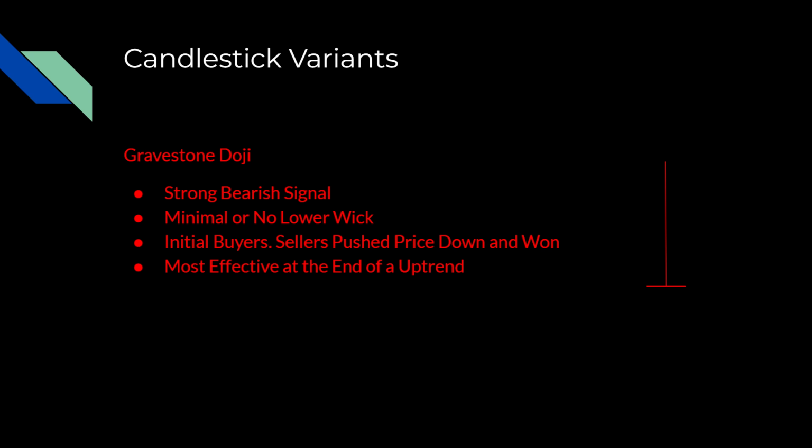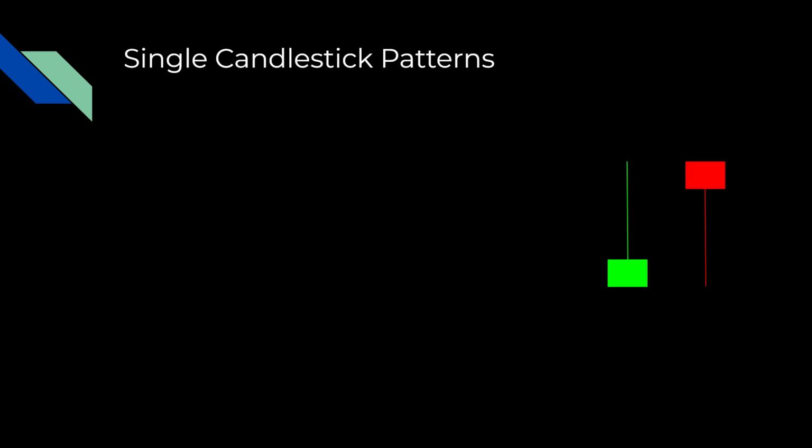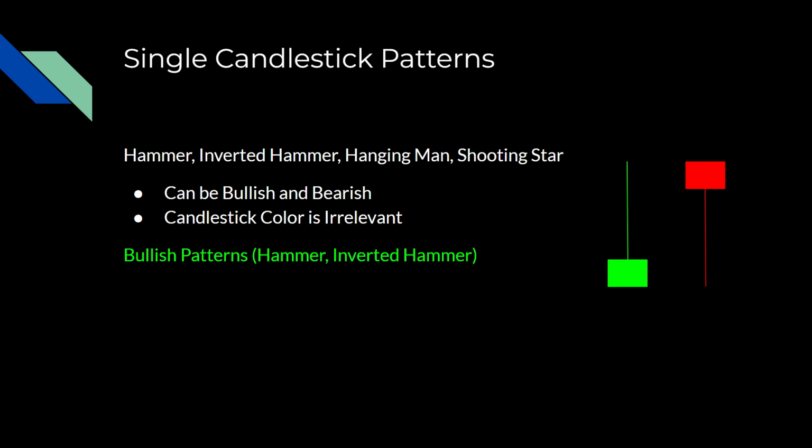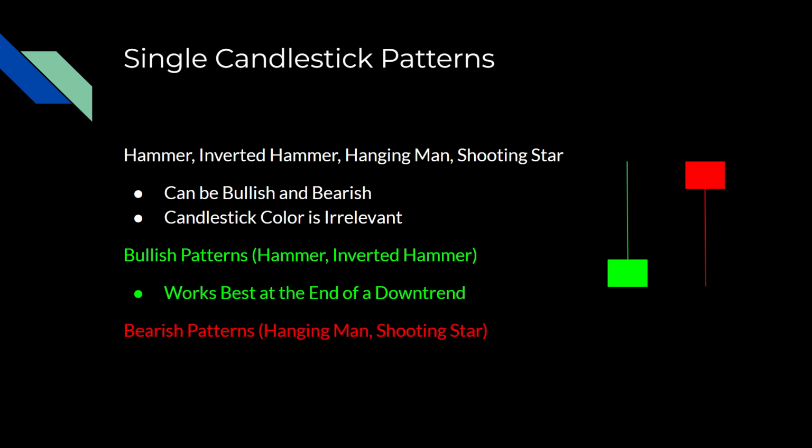The next pattern we are going to talk about are these candlestick patterns. All of these candlestick patterns can be both a bullish or bearish signal, depending on where it is located. One important thing to note about these patterns is that the color of these candlestick patterns are irrelevant. The hammer and inverted hammers are bullish candlestick patterns. These two candlestick patterns work best at the end of a downtrend. The hanging man and shooting star are bearish candlestick patterns. These two candlestick patterns work best at the end of an uptrend.